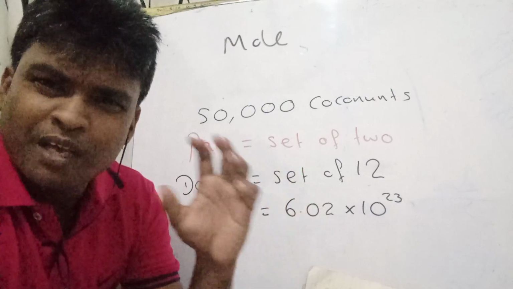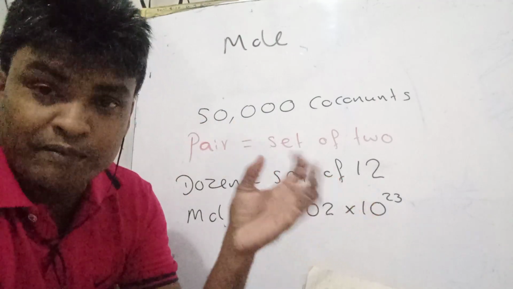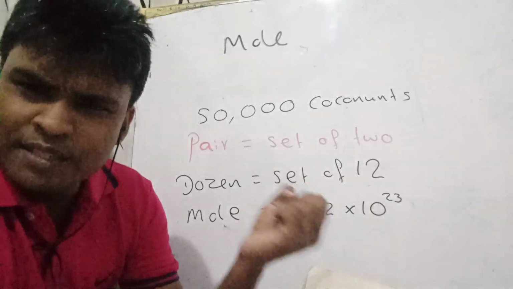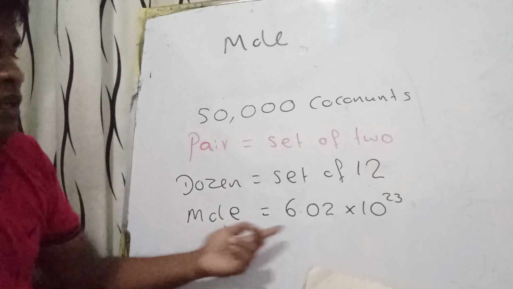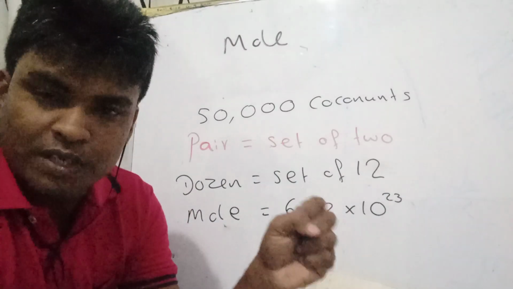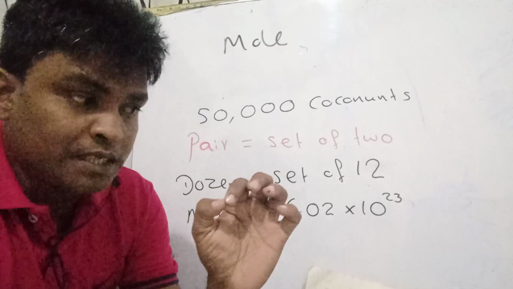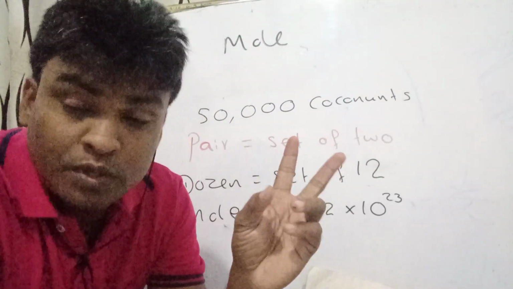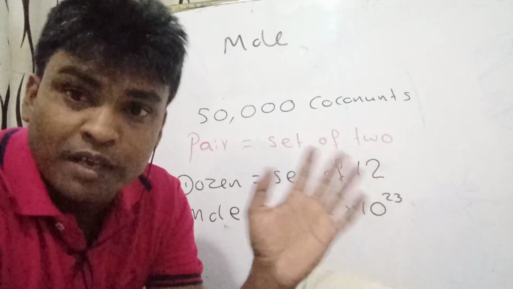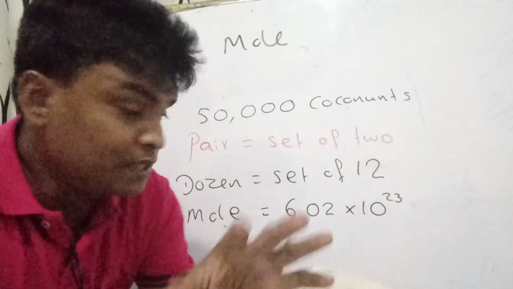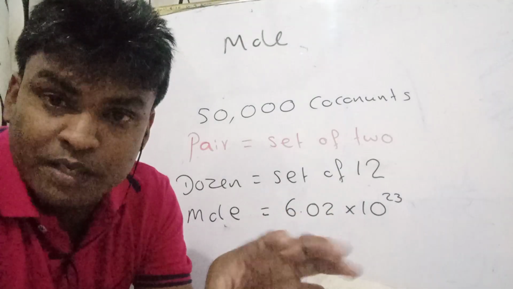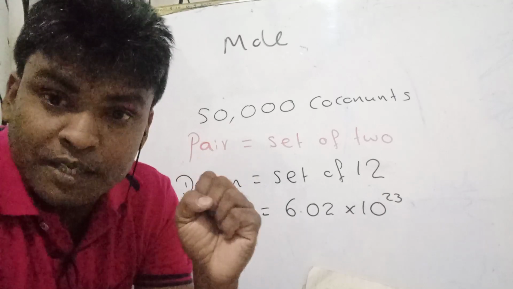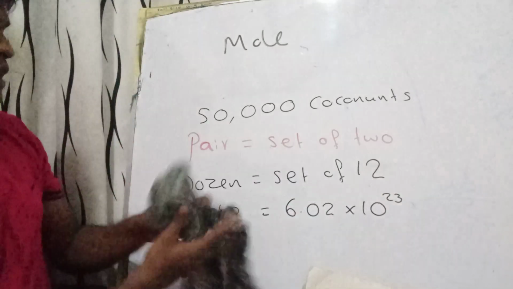So it's very simple. As the pair is a very convenient and easy unit to use and count, mole is also very similar. Pair is a set of 2, mole is a set of this much. It's only a counting unit, right? Now we'll consider how big this mole is. Mole is not a small number. Pair is 2, a small number. Dozen is 12, a small number. But 6.02 into 10 to the power 23 is not a small number. We will consider how big this number is with my example, right?